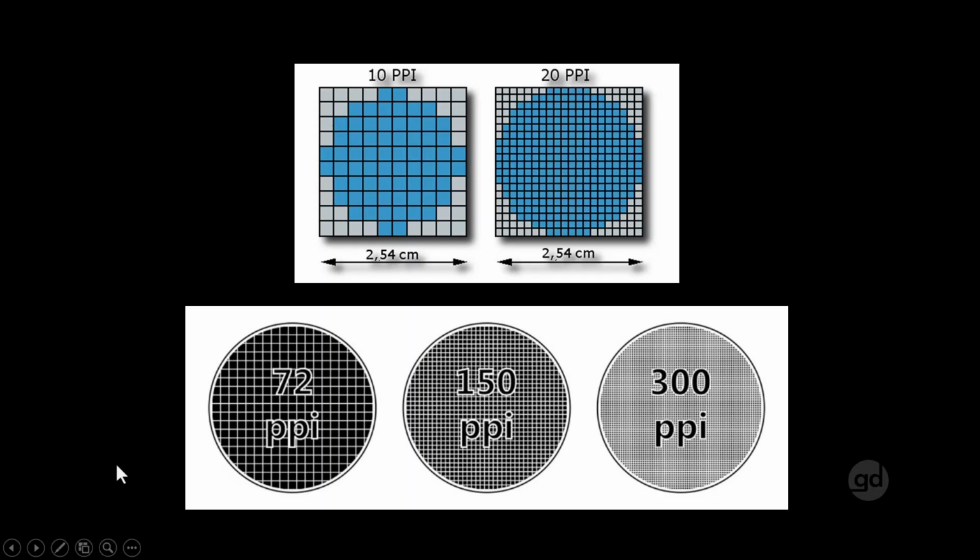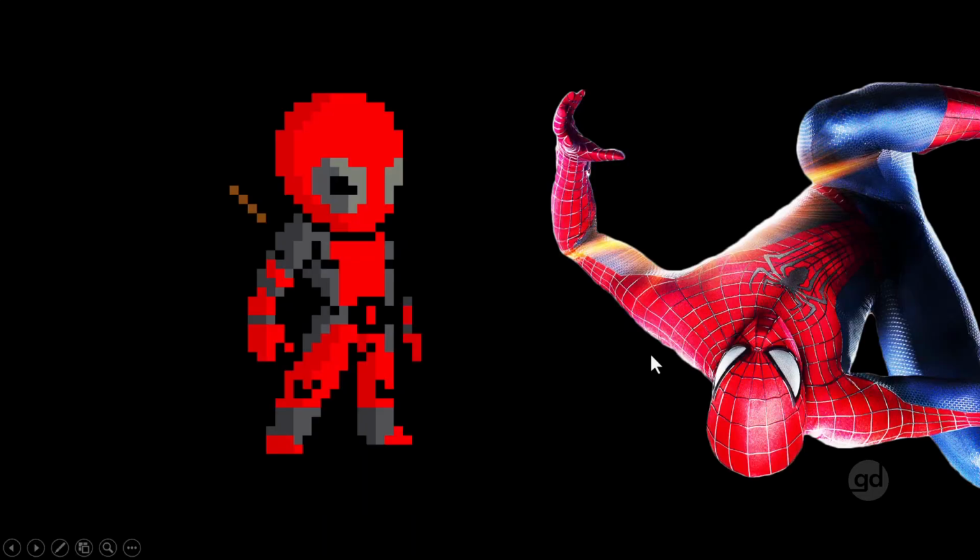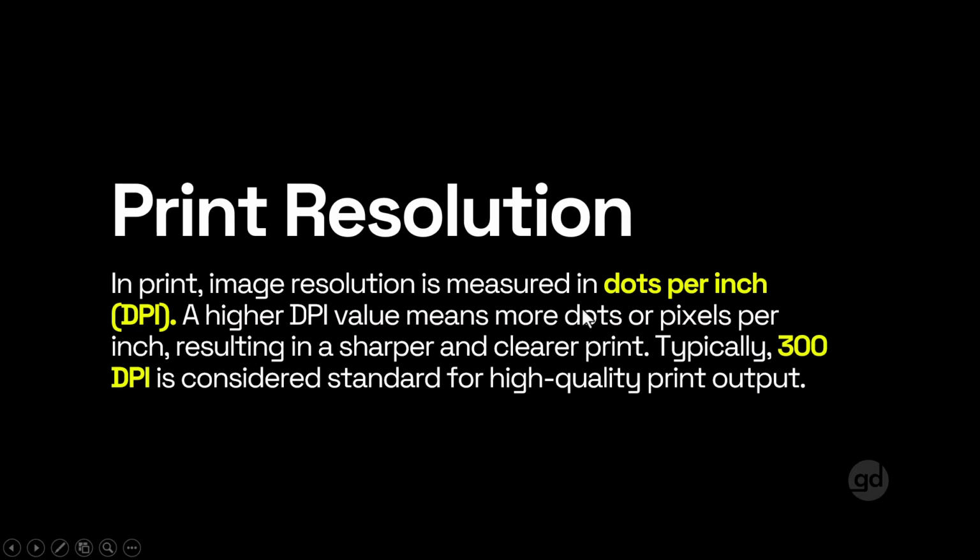Just like we have here in this different image dimension, this one is pixelated because it doesn't have many pixels, while this one is really smooth. The print resolution is dots per inch, like I said before. In the digital world, we have pixels per inch. In the print world, we have dots per inch. A higher dots per inch value means more dots or pixels per inch, resulting in a sharper and clearer print.